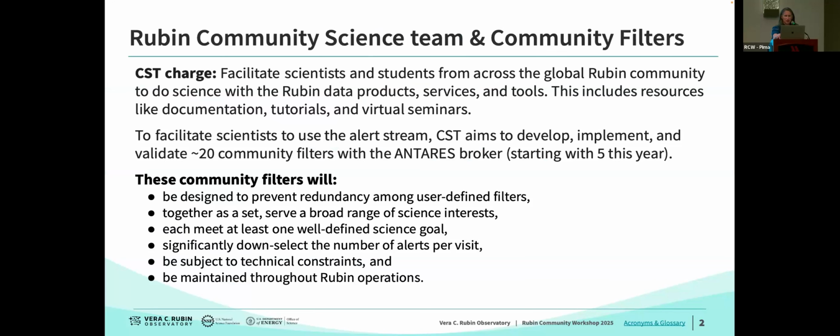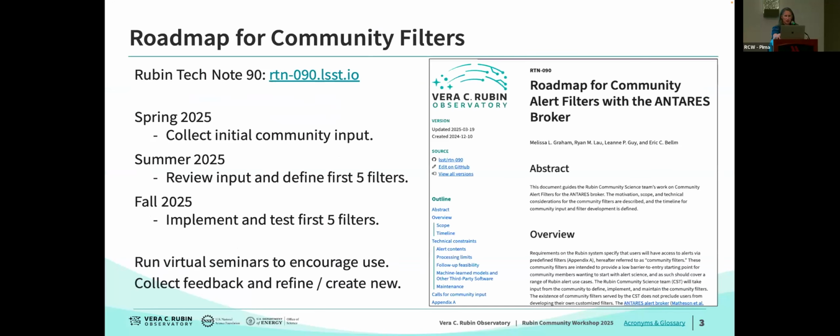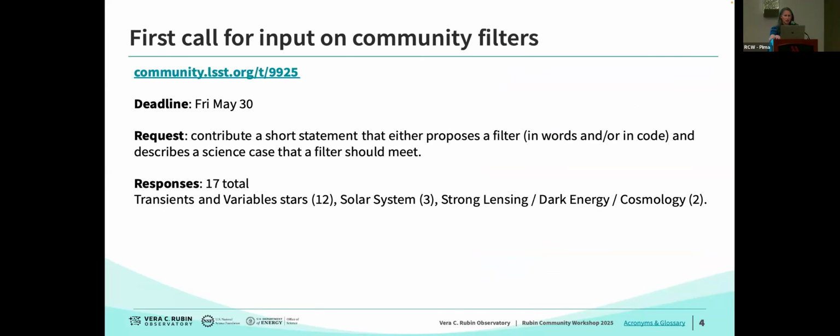All the slides are linked from the session page, so you can go grab them for yourself. Right, we were here. Rubin TechNote 90 as our roadmap for community filters. This spring, we started by collecting community input on what kind of filters people would find useful. Over the summer and probably into the fall, we're going to be defining those first 5 filters and implementing them. We anticipate running some virtual seminars later on once they're up to encourage use and adoption. We're going to collect feedback and then refine and create new filters as we go, as we build up to that goal of having 20 community filters.